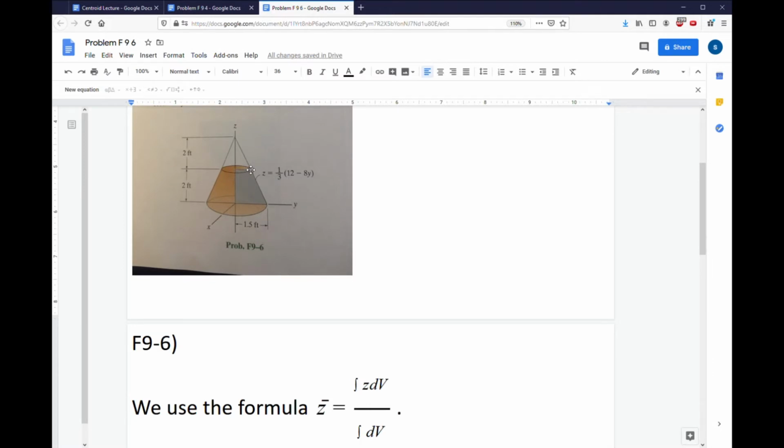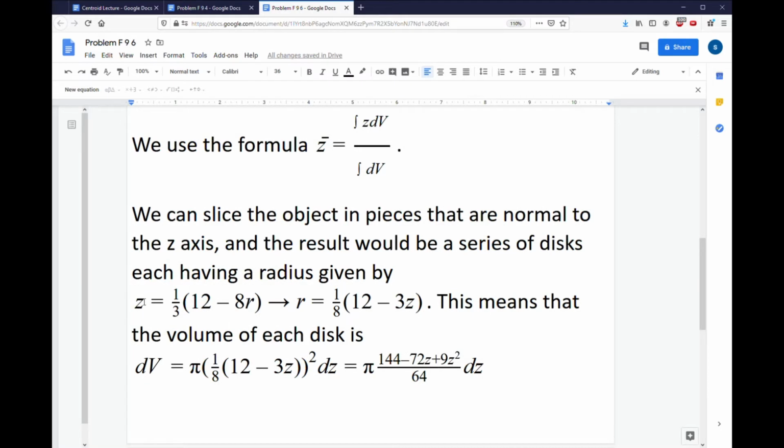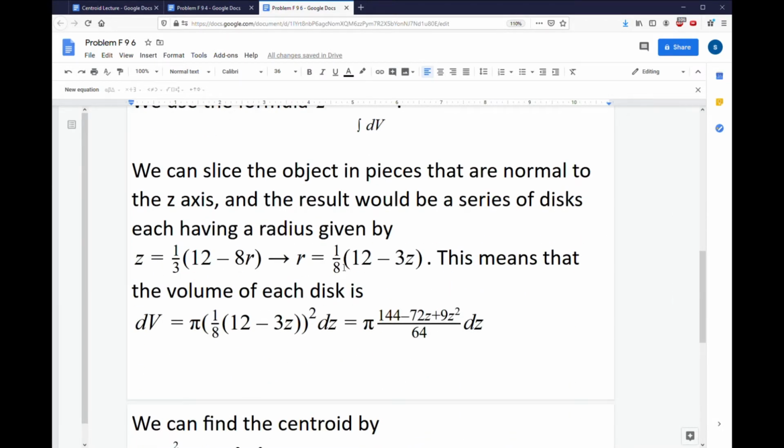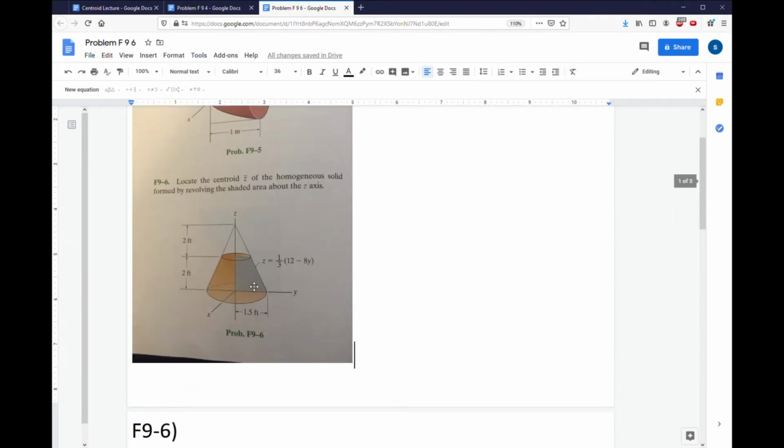So what I'm going to do is recognize that this shape right here can be sliced up into a bunch of different circles. These slices are all in planes parallel to the xy plane. And in each case, the radius of each of these slices is given by the value of r in this formula. So z is equal to 1/3 times (12 minus 8r). We can solve for r and say that the radius of any individual slice is equal to 1/8 times (12 minus 3z), where z is the z position.